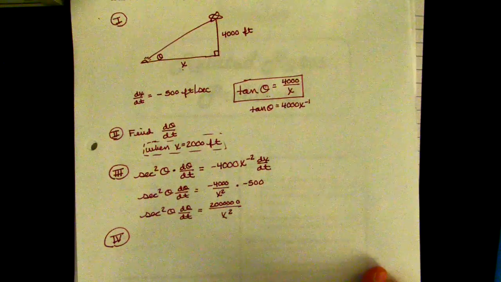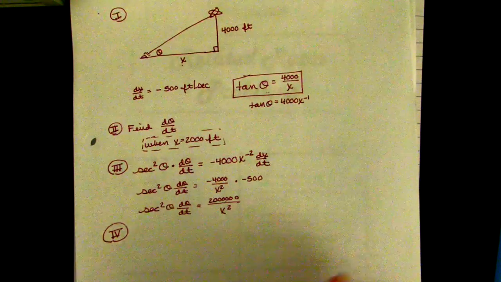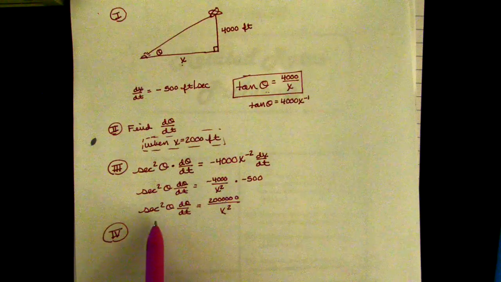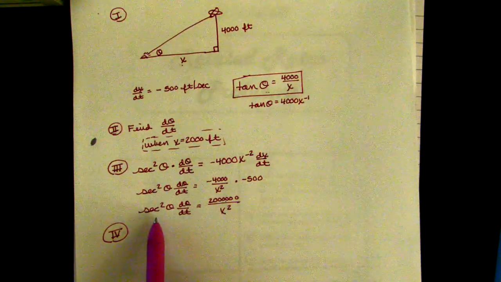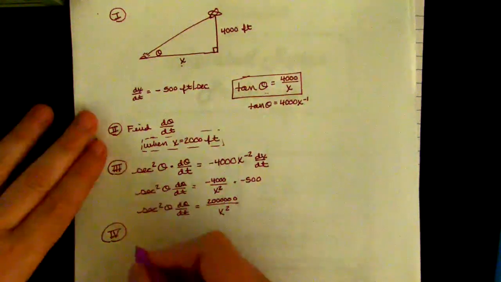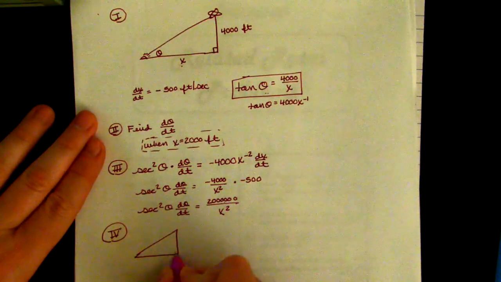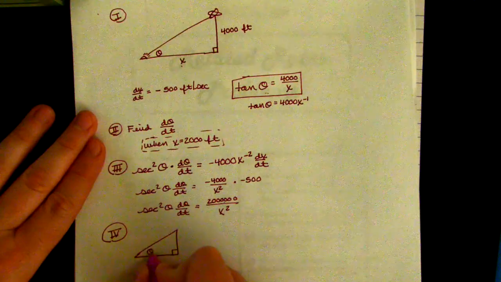Problem is I don't know theta. But you know what? I actually don't care about theta. I care about the secant of theta. So there's a trick I'm going to use. At my specific instance, I have a triangle that looks like this. There's my theta.